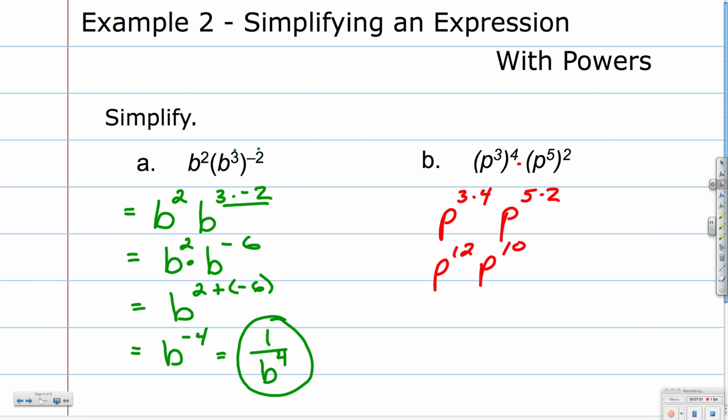But since we have two bases that are the same and are being multiplied, we have to use the multiplying powers with the same base property, which means we add the exponents. So we rewrite this with one base, p, and that'll be 12 plus 10 in the exponent. And finally, we simplify that exponent to get p to the 22nd power. Final answer here for example 2 part B is p to the 22nd power.